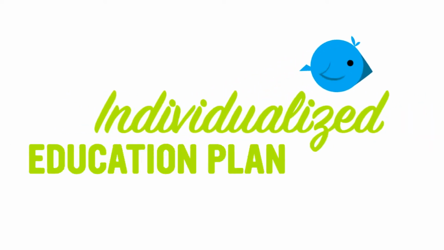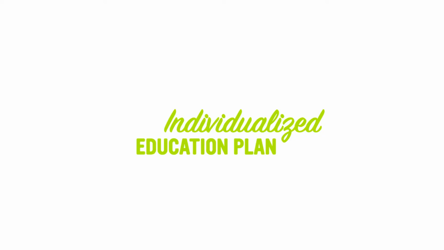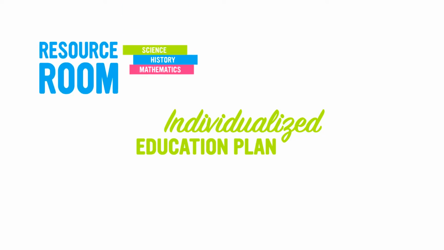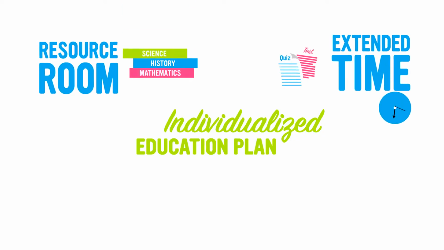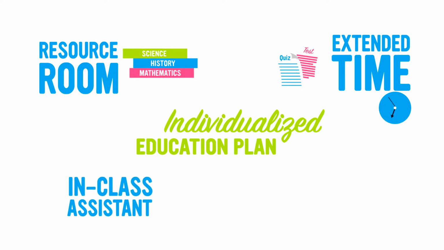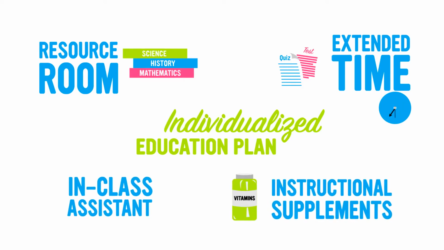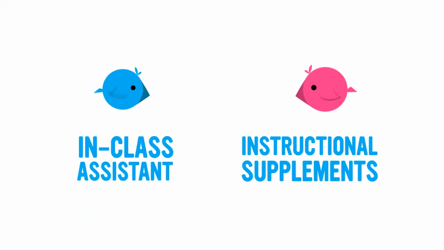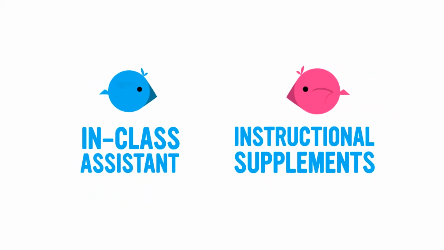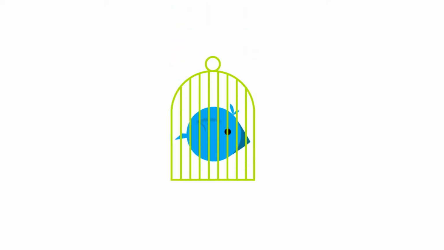These accommodations are specified in the student's individualized education plan and frequently include elements such as access to a resource room setting, extended time on tests and quizzes, access to an in-class teaching assistant, or instructional supplements provided by the classroom teacher. The specific accommodations vary from student to student. Accommodations like these would hopefully help a student with disabilities access a general education setting. However, should accommodations prove insufficient in helping a student succeed in the regular environment, then the student would be placed in a more restrictive setting.